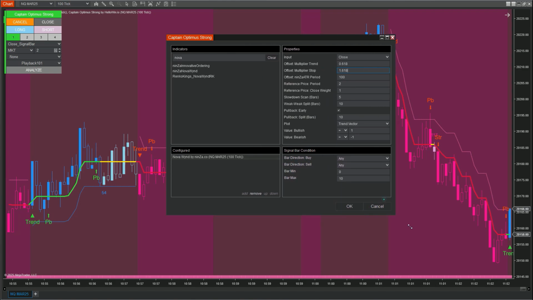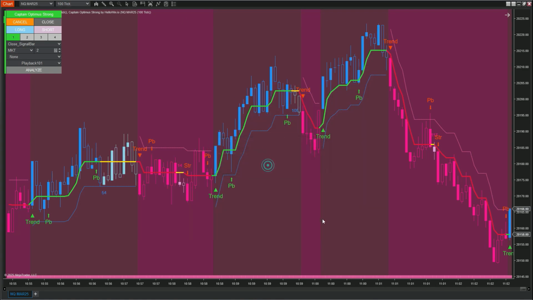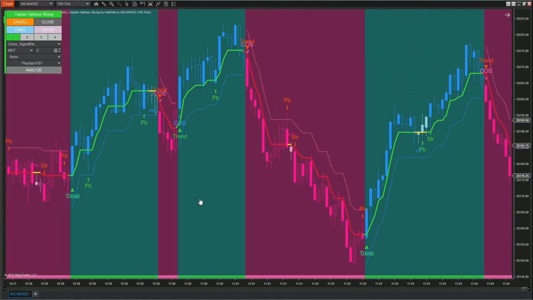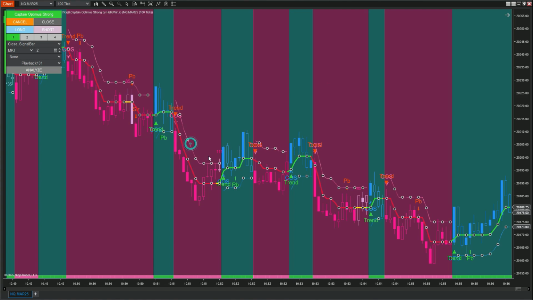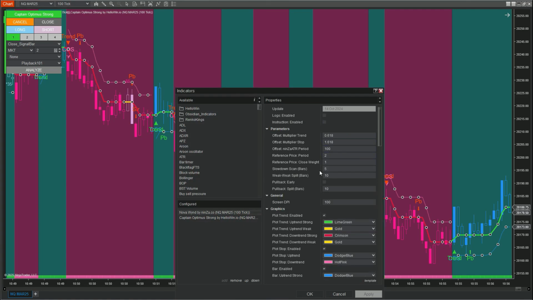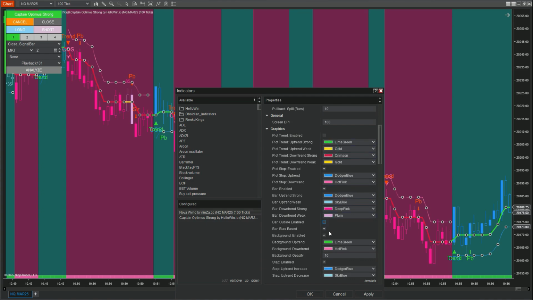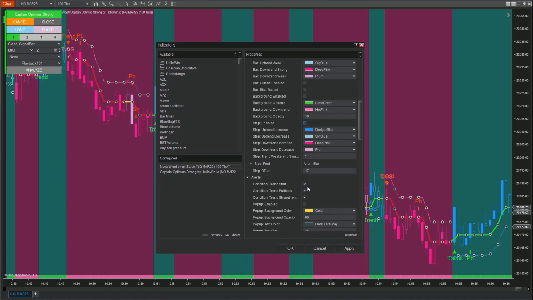What makes Captain Optimus Strong truly special is its ability to build strategies using multiple indicators with no limitations. I'll demonstrate this combination later in the session. When using Nova Wind as an input for Captain Optimus Strong, you need to configure NinjaScript signal correctly to ensure accurate trend detection. Nova Wind divides trends into 3 phases, so without proper adjustments, you might miss key trend signals. We'll fine-tune NinjaScript signal to capture all 3 phases effectively.